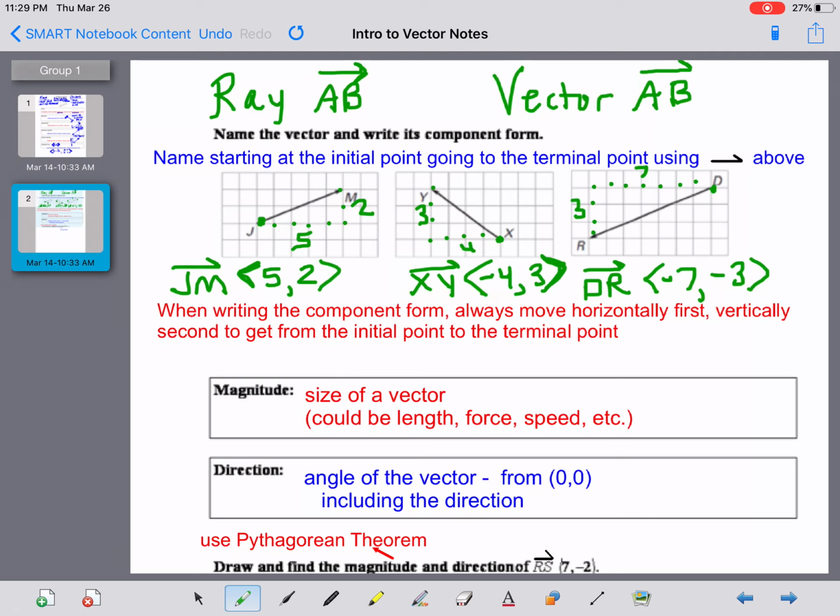So component form is actually kind of a direction. How far do I go left or right first, and then how far do I go up or down second? And so those component forms are the code for how my vector actually goes.